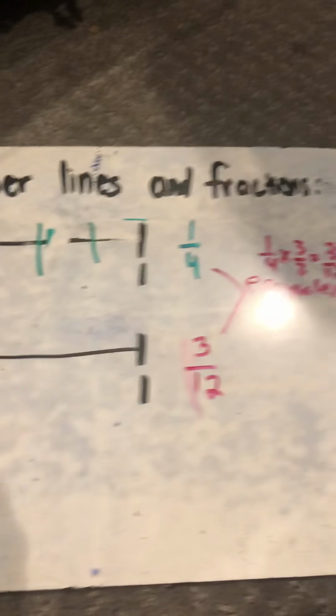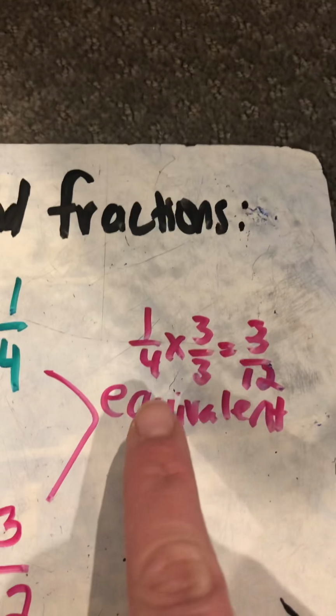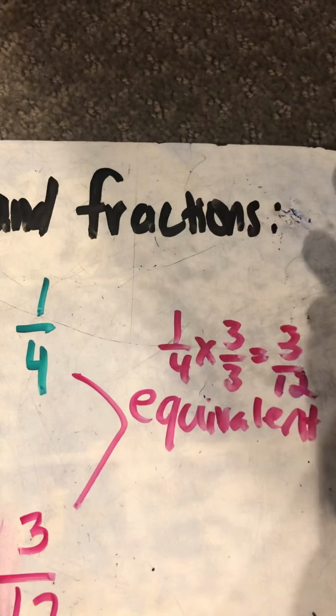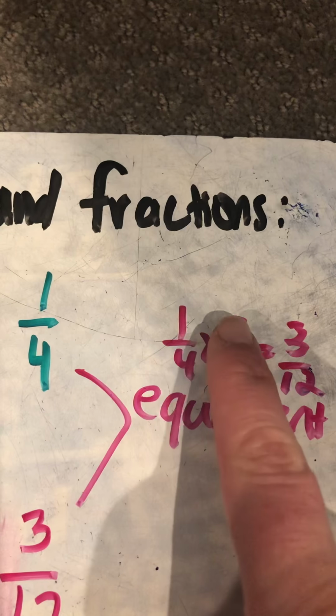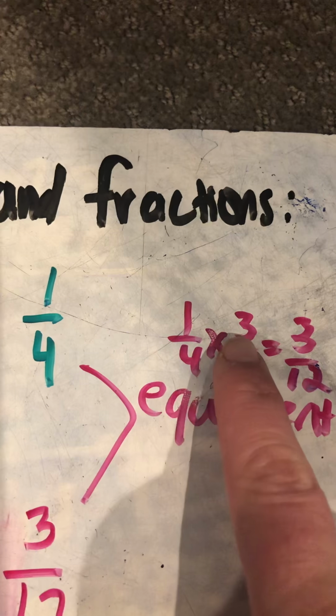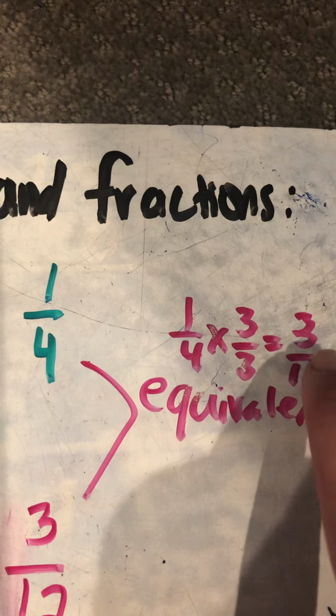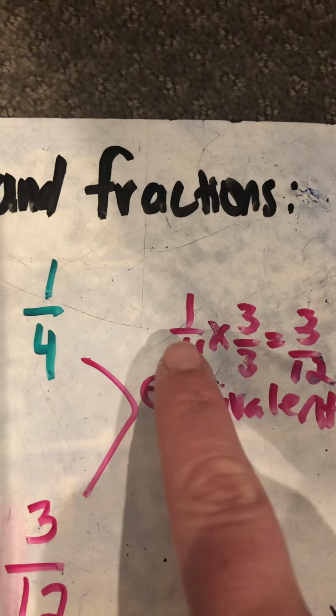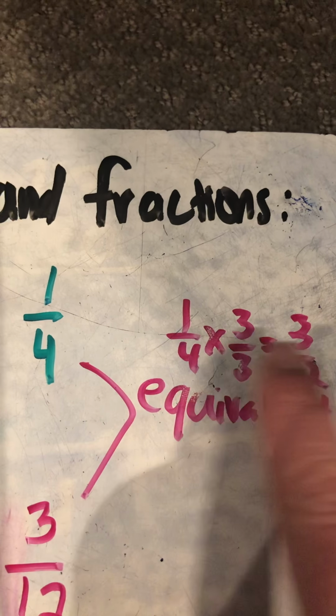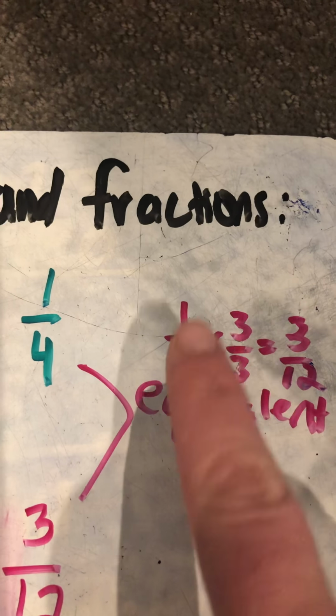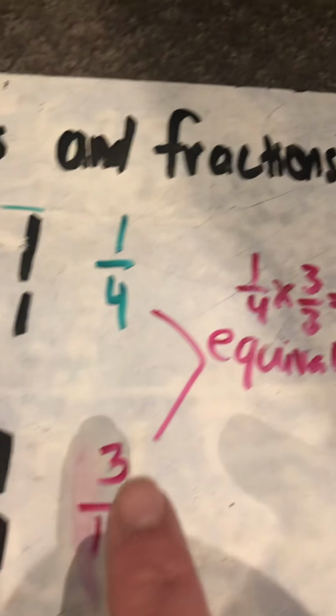Okay, and for my equivalent fraction, I used the method I taught you yesterday. I just chose a number. I chose 3, and I multiplied the numerator and the denominator by 3. And I went across. 1 times 3 is 3. 4 times 3 is 12. So the 1/4 equivalent fraction is 3/12. So that's why that's 3/12.